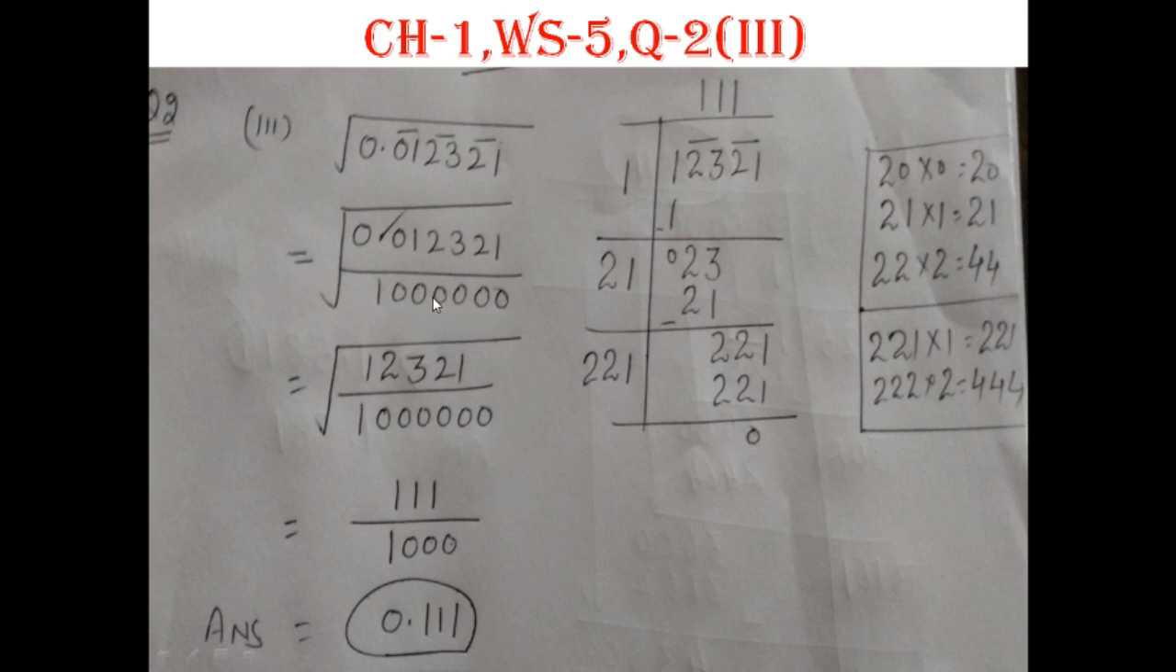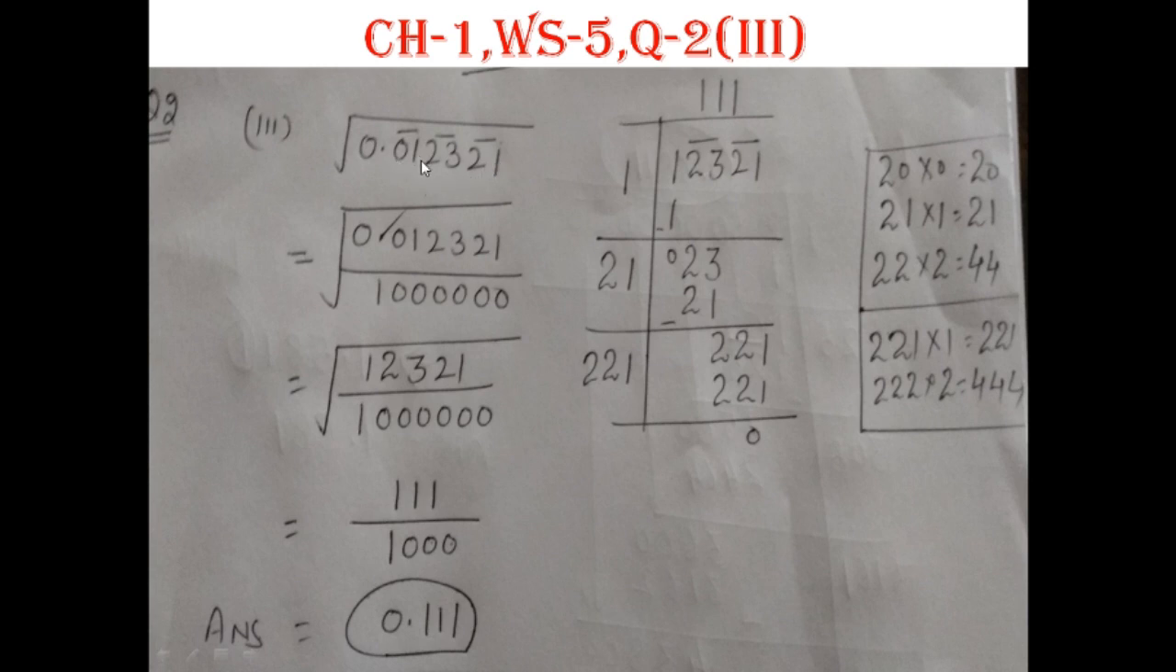Remember one thing, my dear. These zeros should be even. If there are 5 zeros, 3 zeros, or 1 zero, then this method will not work. So what you have to do, first of all, you have to count the numbers which are given after the decimal. You can remove the decimal only if these numbers are even.